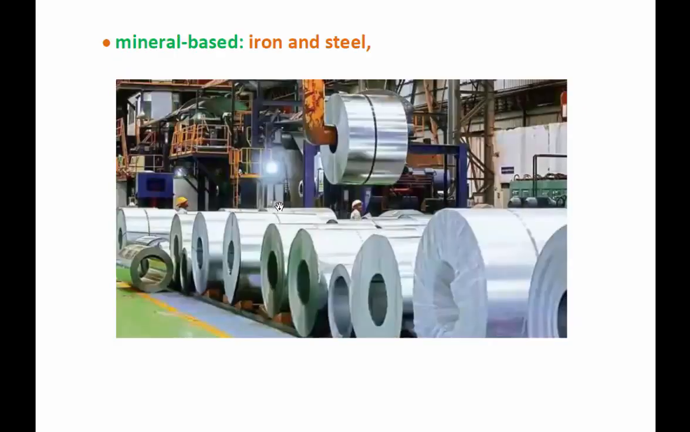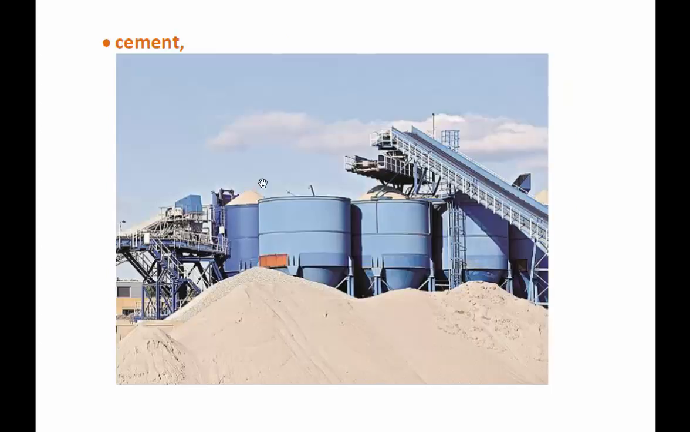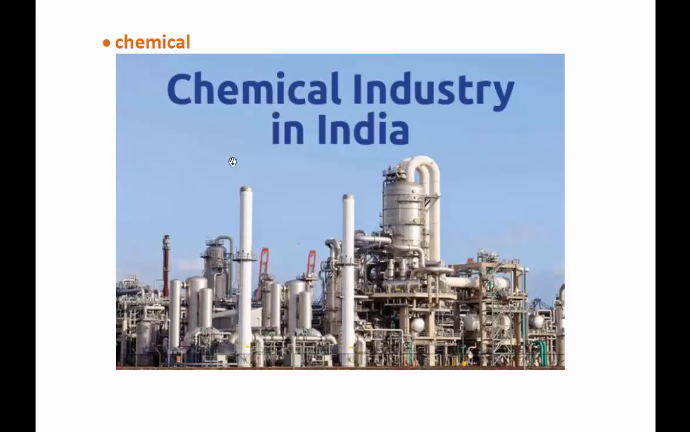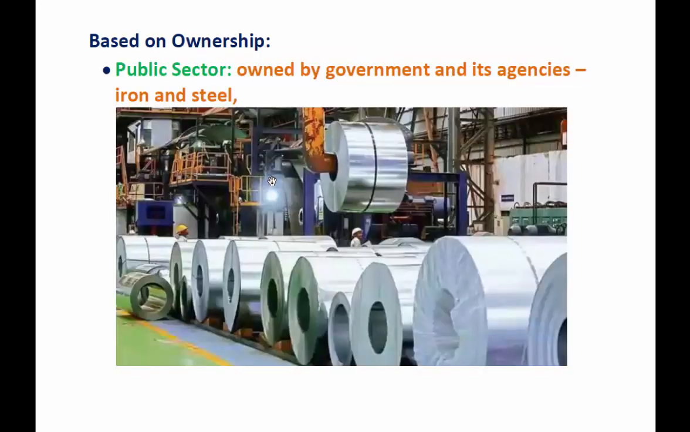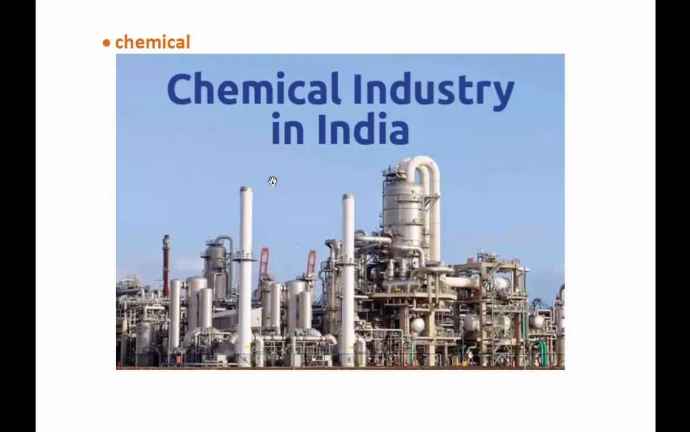Another one is mineral-based industry. The best example is iron and steel. Iron and steel industry. Iron is a mineral, right? It is obtained from iron ore, which we have already learned in the previous class. Then cement also is a part of mineral industry. And also, most importantly, chemical industry. Okay, this industry produces different varieties of chemicals, medicine, etc. So they are all mineral-based industry.